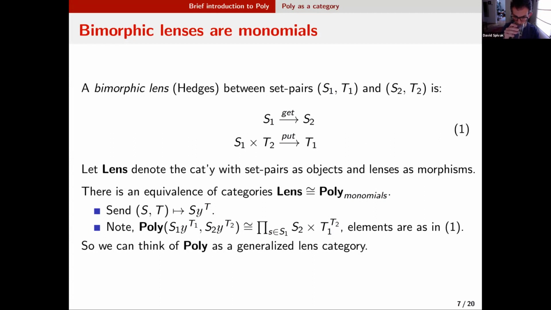So if you have a monomial s y to the t, that would correspond to the lens s comma t. All the polynomial maps from s1 y to the t1 to s2 y to the t2 would be exactly the get-put situation you saw earlier, the set of all lenses from s1, t1 to s2, t2. So we can think of poly as a generalized lens category. It's like the category of bimorphic lenses that a bunch of people have talked about today, Mario and Toby and many others. But the objects are more general. Instead of just monomials, it's any polynomial.